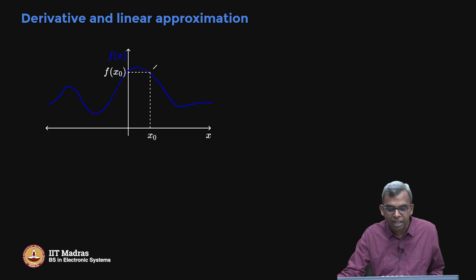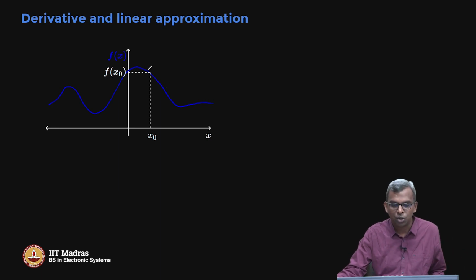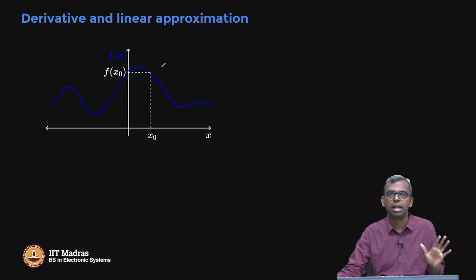So around every x naught, there is a linear approximation. It is not the same approximation. As x naught changes, the approximation also changes, the line changes. We've seen this picture before. The line keeps changing as you change x naught, but nevertheless around x naught there is a linear approximation that you can do for any function f which is differentiable at that point.